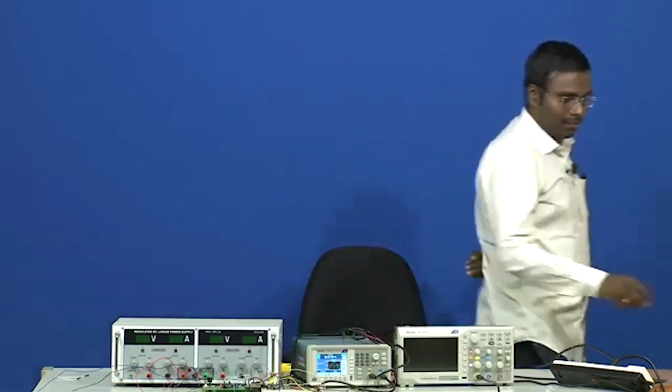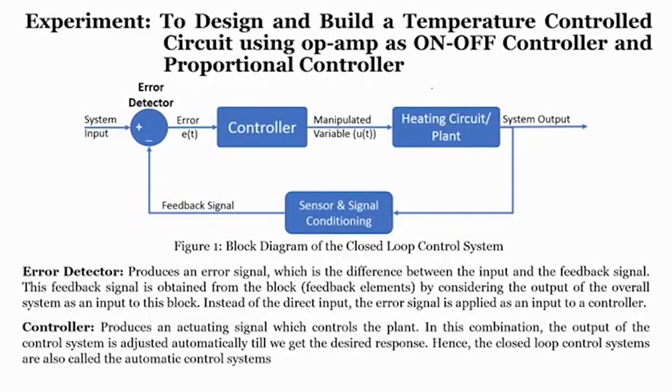So, what we will do now is discuss the heating circuit on the plant, and the different types of controllers that we are going to demonstrate using an operational amplifier, and their working. Especially we will be discussing the on off controller, the proportional controller, and if time permits we will look into the proportional and integral controller.